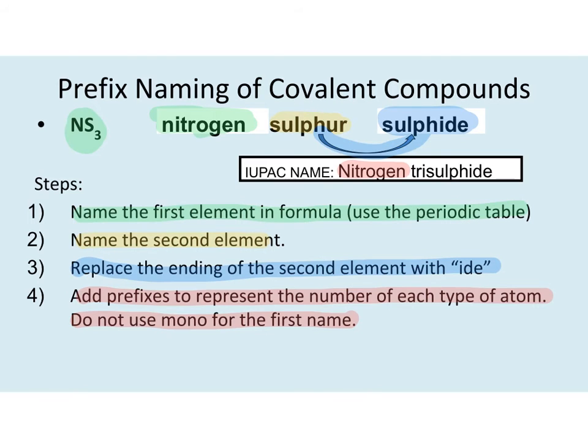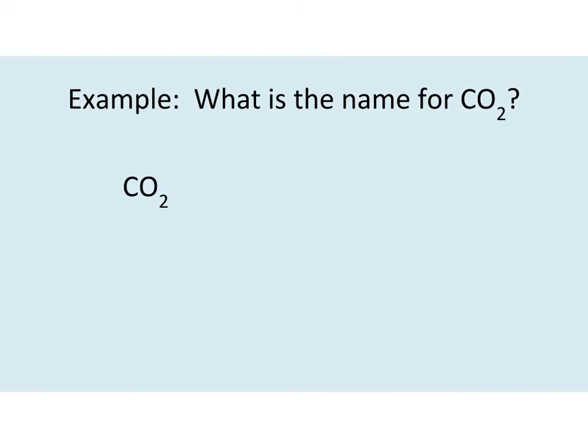And since there's 3 sulfurs, we call it trisulfide. So nitrogen trisulfide. So let's go through a couple more examples. If we look at here, okay, let me just get my pen out here.